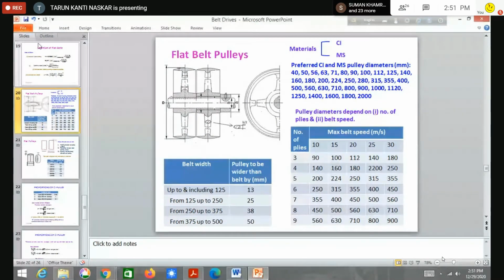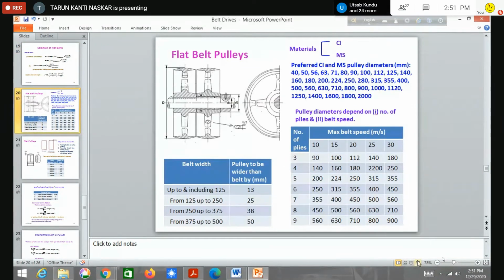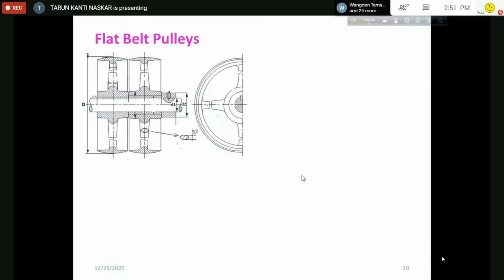Last class we discussed how to select the flat belts. So selection procedures, and there are steps. I have discussed 10 steps for selection of flat belts. So we have discussed up to this. Now some details of the flat belts.